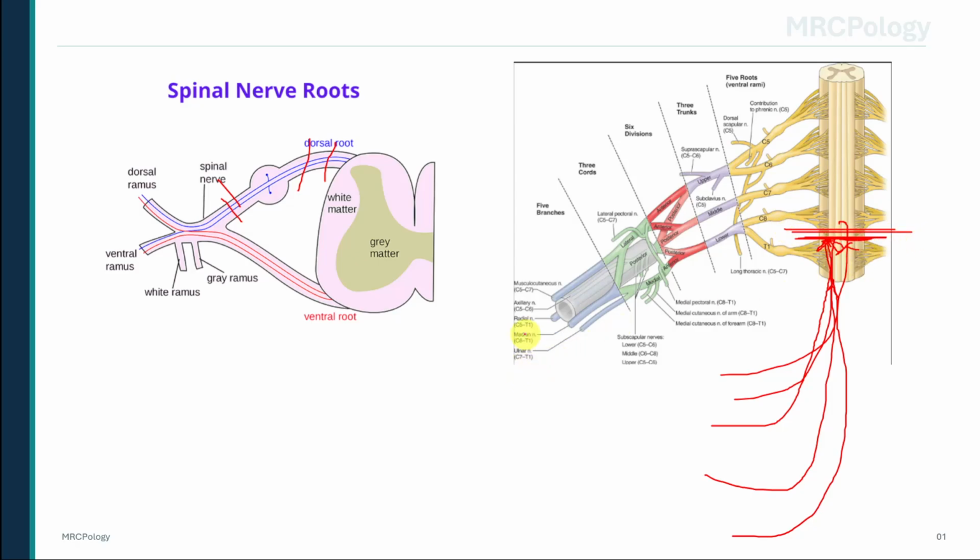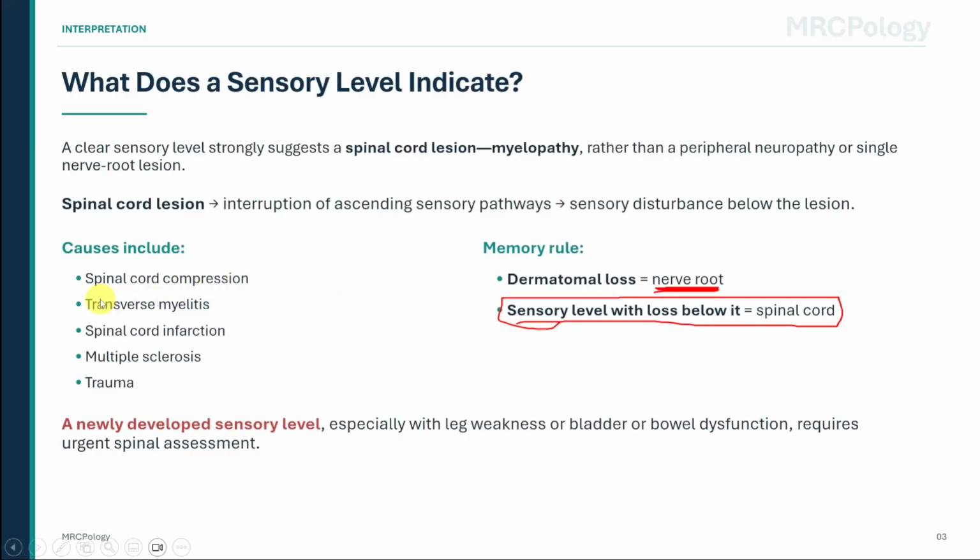The sensory level strengthens the impression that the lesion is within the spinal cord rather than in a single peripheral nerve or nerve root. Important causes include spinal cord compression, transverse myelitis, spinal cord infarction, multiple sclerosis, and trauma. The clinical context helps separate them. Back pain, local spinal tenderness, malignancy, or progressive symptoms may suggest compression. Rapid onset may suggest infarction. A subacute inflammatory presentation may suggest transverse myelitis. Relapsing neurological episodes in a younger patient may suggest multiple sclerosis.